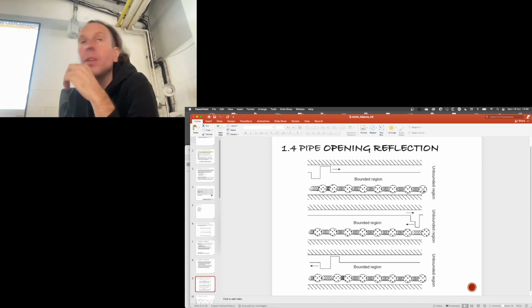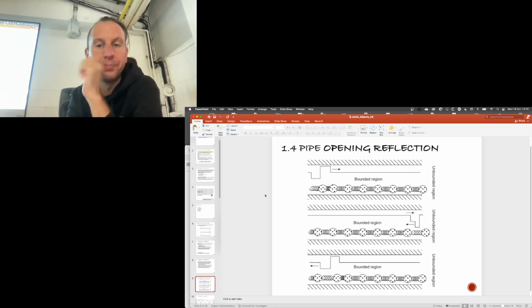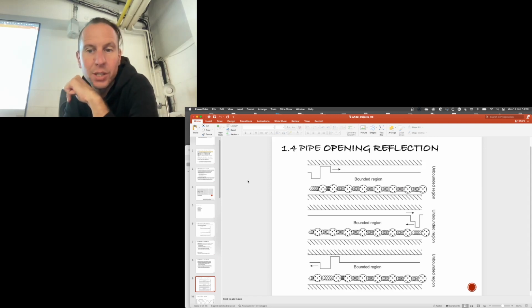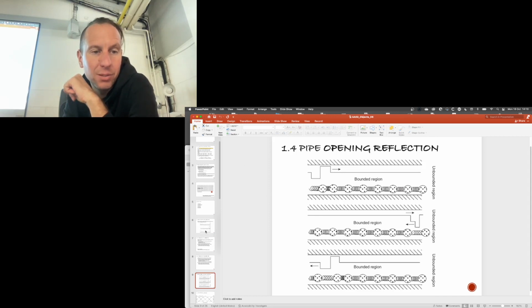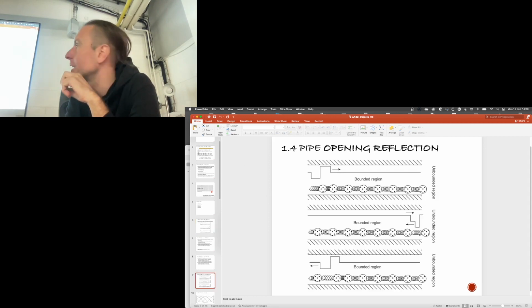You can imagine that there is a bit of a time difference. There is a phase difference in this reflection. Off a bounded region, you get a reflection in phase, whereas here we get a reflection out of phase. It kind of bounces away.